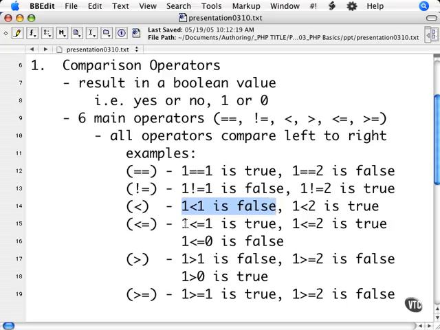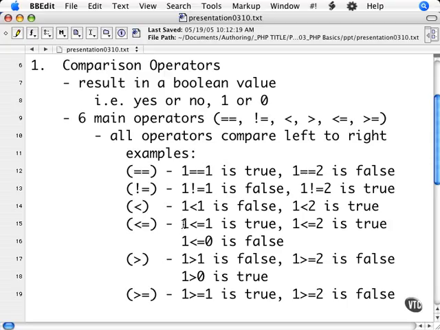With less than equals, if the left side is less than or equal to the right side, it is true, or else it is false. The greater than operator returns true if the left side is greater than the right, and false if not. The greater than equals returns true if the left side is greater than or equal to the right side.